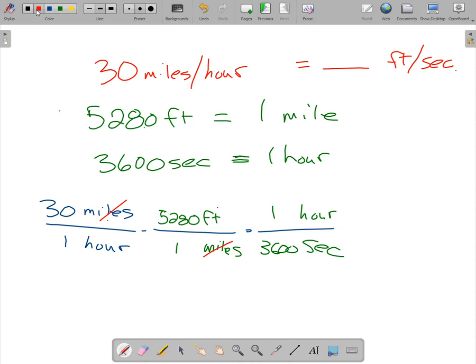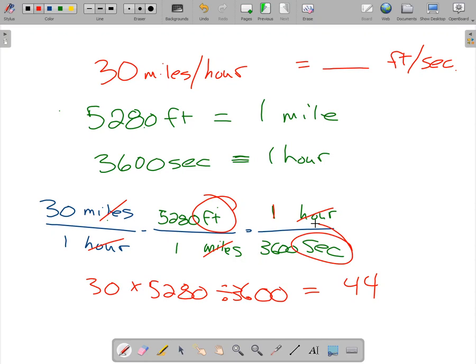And the other important thing here is if there's a 1, multiplying or dividing by 1 is useless, so that's kind of pointless. So on my calculator, all I have to do is take 30, multiply by 5,280, and then divide by 3,600. And what do we get? 44. And what does that 44 mean? Feet per second. Feet per second, yeah, because that's what I have not crossed out. Yeah, 44 feet per second.